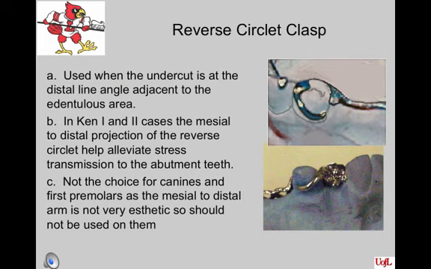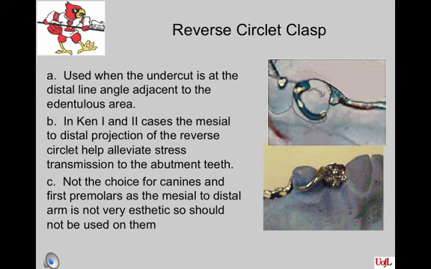The reverse circlet clasp is used when the undercut is on the distal line angle adjacent to the edentulous area. It originates from the mesial rest and gradually slopes downward to the undercut on the distal facial of the abutment tooth. The reciprocal component is on the opposite side of the tooth.